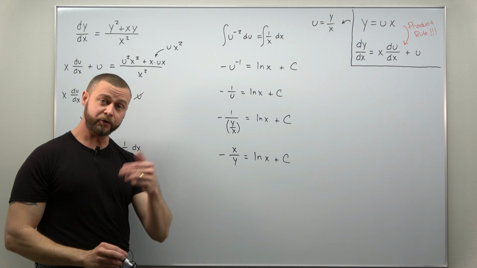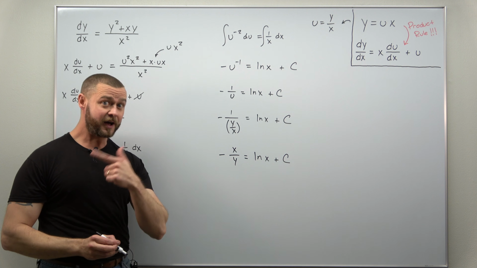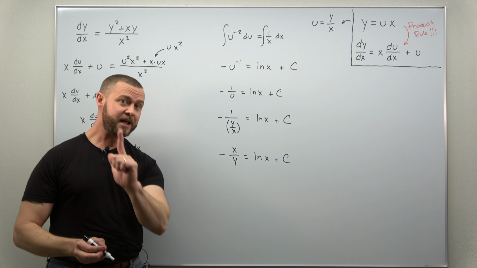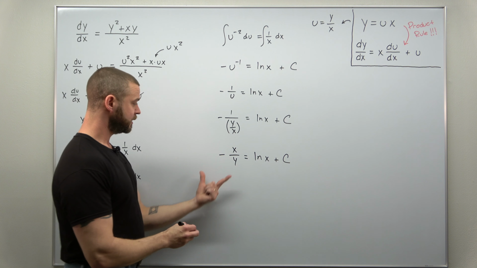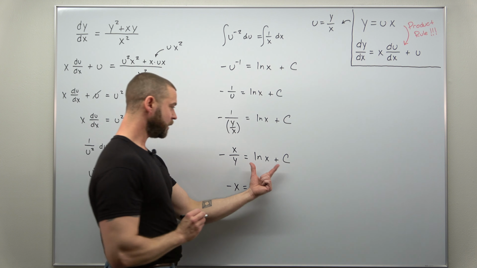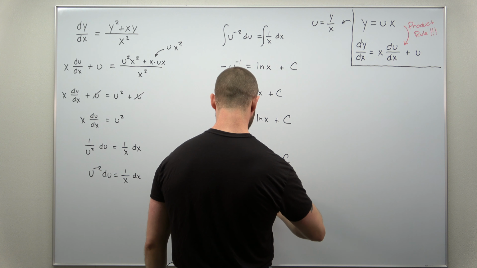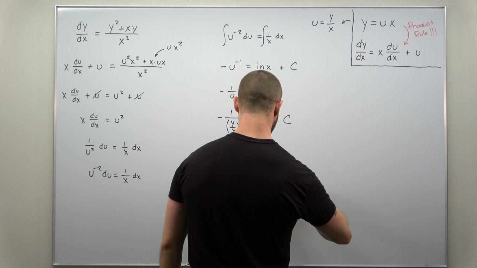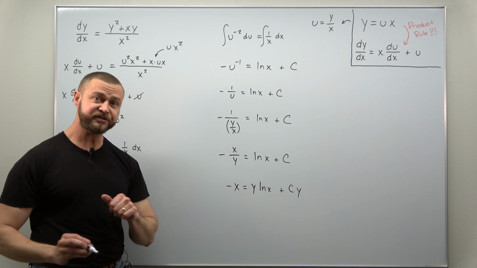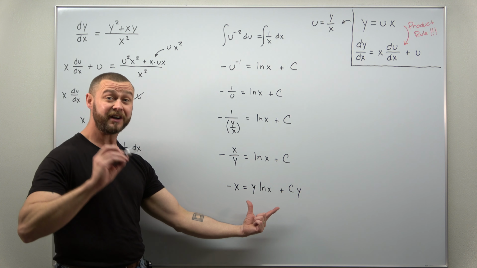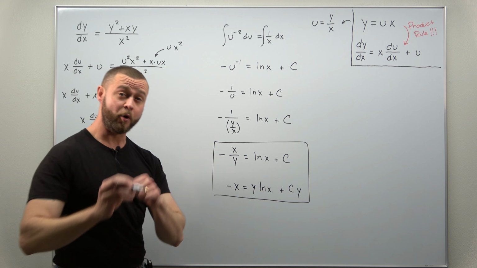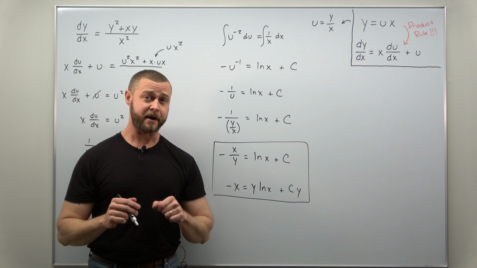Now this is a perfectly fine solution, but a lot of times these might be simplified and cleaned up. And what could be done here, we can just easily get rid of fractions. Let's multiply everything by the variable y. So multiply this left side, you'll be left with negative x, and then equals y times natural log of x, and then plus c times y. And both of those are perfectly acceptable. This one just looks maybe a little nicer and a little cleaner. So let's go ahead and box both those since they're both fully acceptable and full credit, at least in my differential equations course.